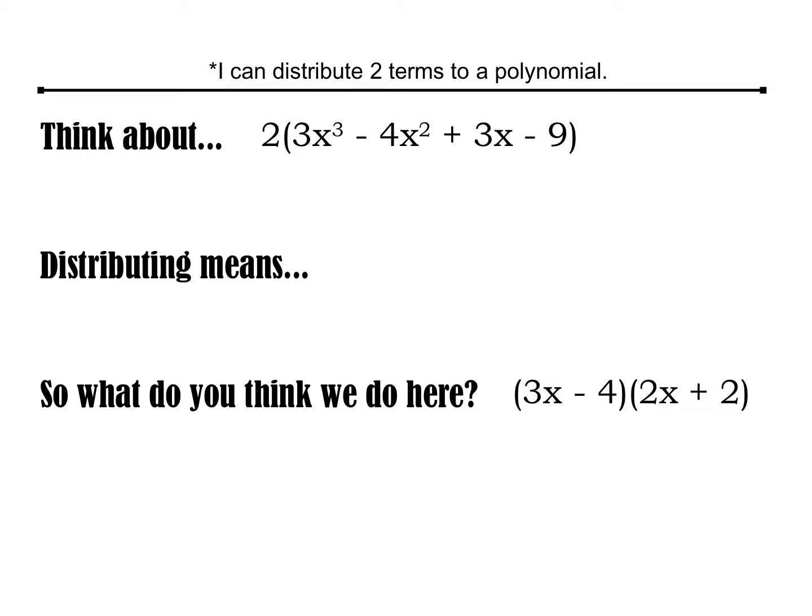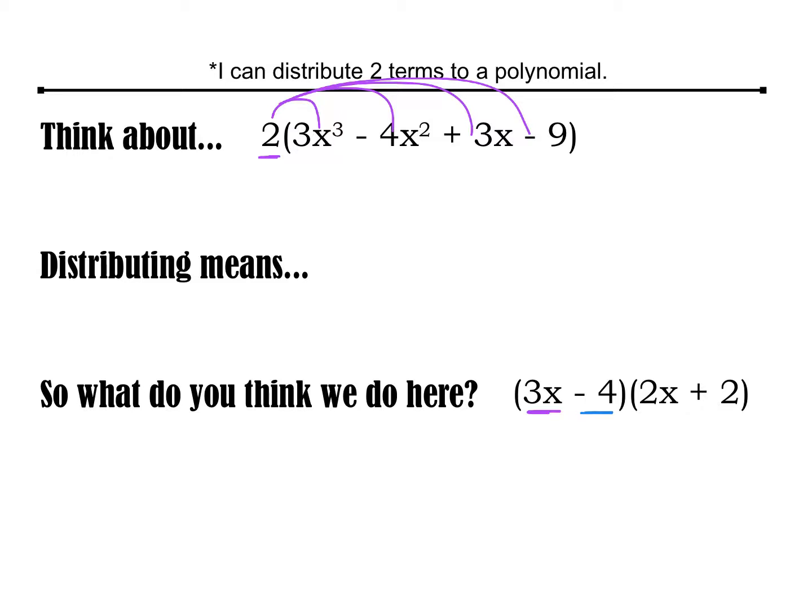So hopefully one of the things that jumped out at you is now instead of a 2 that gets distributed to everything because it's a monomial, I now have a 3x and I have a negative 4 that need to be distributed to each term in the other binomial. So that's where our first question is going to come from. What needs to be distributed?